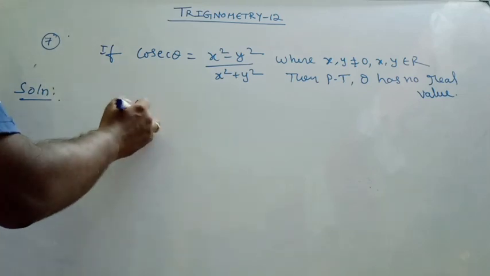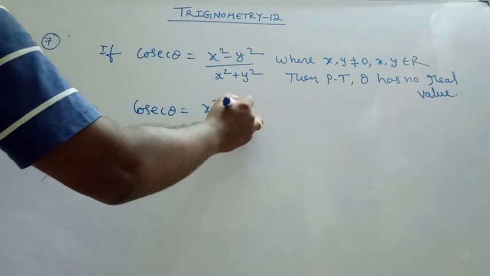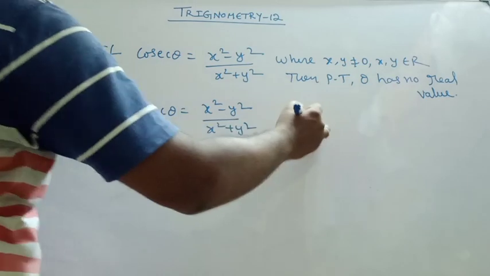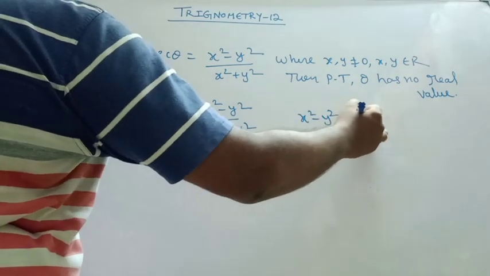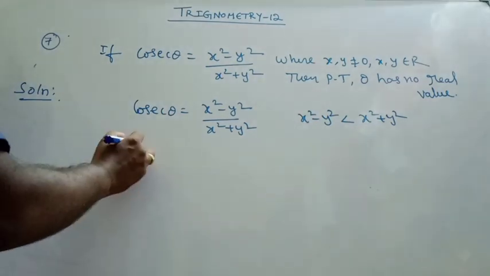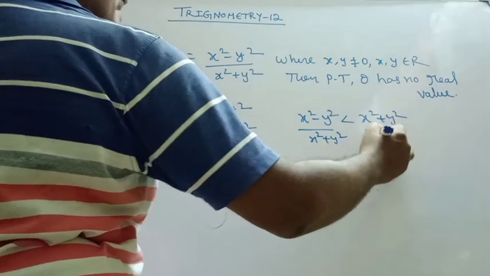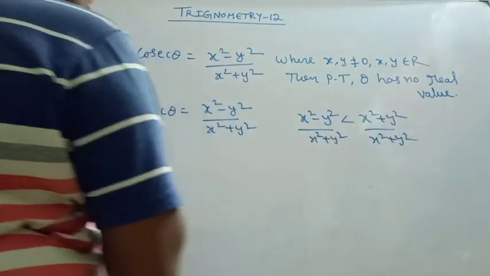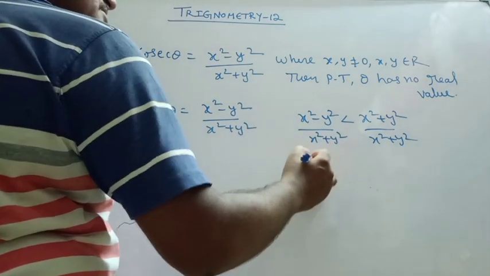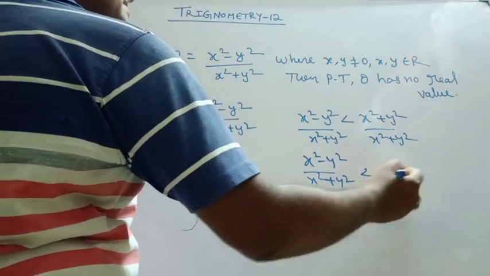It is very obvious, my dear student, if you observe cosecant theta is given as (x square minus y square) by (x square plus y square), and you know that x square minus y square is less than x square plus y square, because x, y are not equal to 0. Then you divide by x square plus y square, and the value you are going to get is that (x square minus y square) by (x square plus y square) is less than 1.